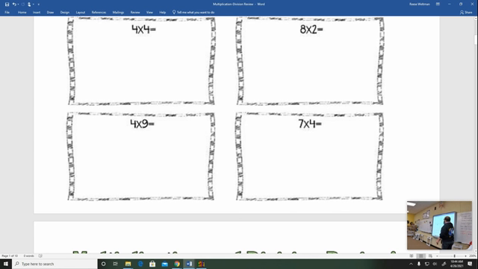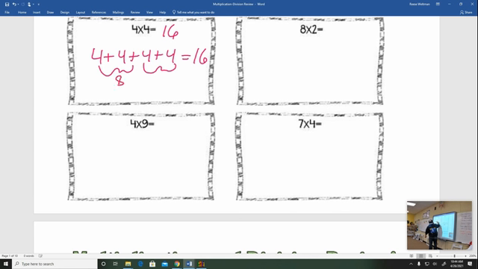4 times 4. How can we do that as repeated addition? And what's the answer, guys? Everybody? 16. I heard somebody say 18. 16. I'm hoping you said 16. It's 16. And another way to do that: break it apart. 4 plus 4 is 8. 8 plus 8 is 16. See what I mean?